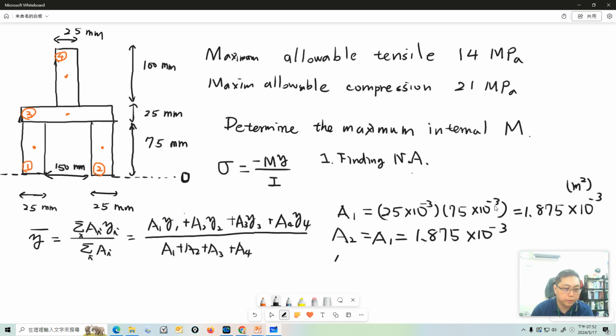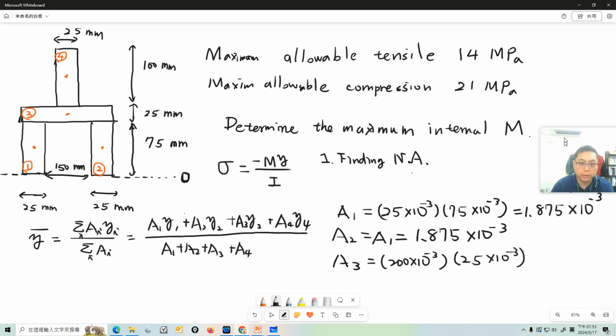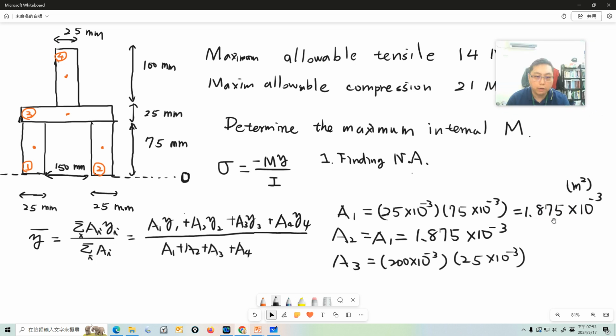What's A3? Its width is 150 plus 25 plus 25, so adding these together it becomes 200 millimeter, times the height, which is 25 millimeter. What's the value? If you use your calculator, the answer is 5 times 10 to the power minus 3 square meters.